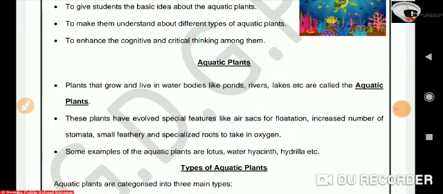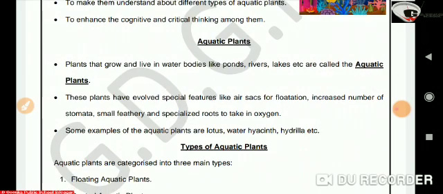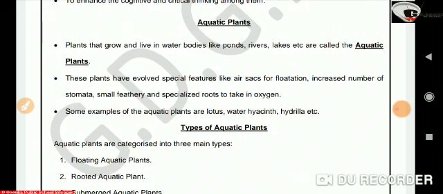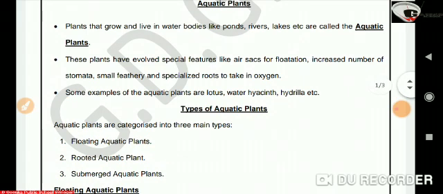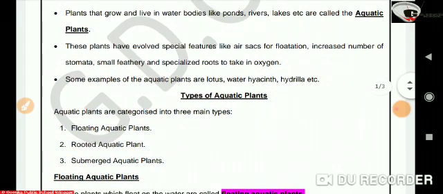Plants that grow and live in water bodies like ponds, rivers, lakes, etc. are called the aquatic plants. These plants have evolved special features like air sacs for flotation, increased number of stomata, small feathery and specialized roots to take in oxygen. Some examples of the aquatic plants are lotus, water hyacinth, hydrilla, etc.